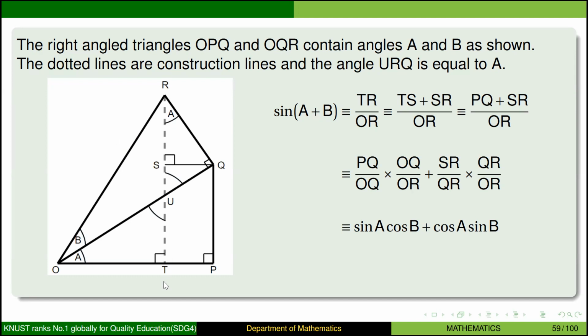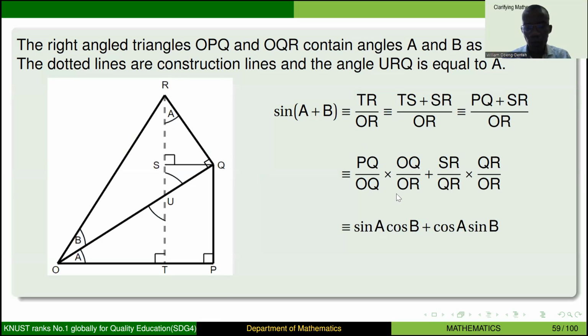Now we can see that TR can be expressed as TS plus SR, and so that's what we have done here. So in place of TR, we have TS plus SR, and once we do that, we can then move on. So TS plus SR over OR, and then from there, we can also write our TS in terms of PQ. So TS is also equal to PQ. So in place of TS, we put our PQ there. Now PQ over OR plus SR over OR. And that is what we have gotten now.